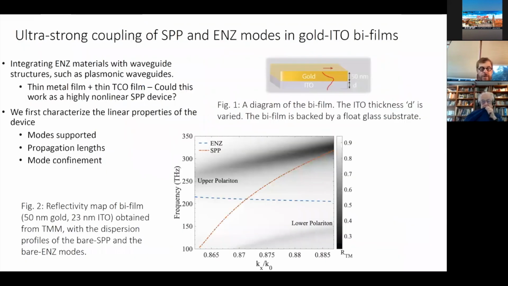We have some new results as well. I can't talk to you about that. And just the very last thing, which we're working on right now in the laboratory, is ultra strong coupling of surface plasmon polaritons and epsilon near zero modes in a gold ITO bilayer. So here's our sample: gold on top of ITO on top of glass.